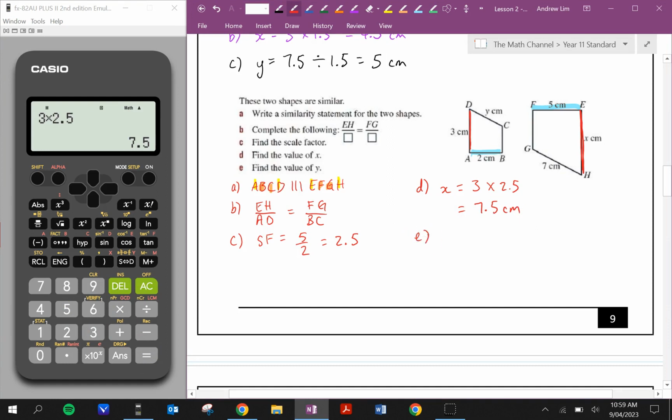And question E, find the value of y. We can see here that y is the slant, and that will correspond with this slant of 7. Because y is part of a smaller shape, we're going to use division. 7 divided by the scale factor.